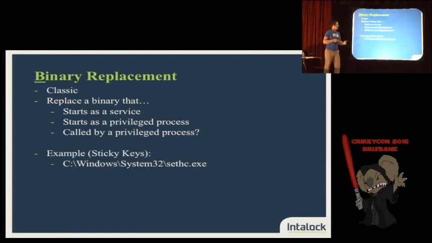So it's a replacement of a binary that either starts up as a service, starts up as a privileged process, something that you want to access. It doesn't have to always be a privileged process. It could be something that's a process run by another user that you want to access. They might have some privileges you want to access, or a privileged process that is called by a privileged process and all those knock-on effects. You can go all the way down the line and have a look. So a classic one is something like the sticky keys.